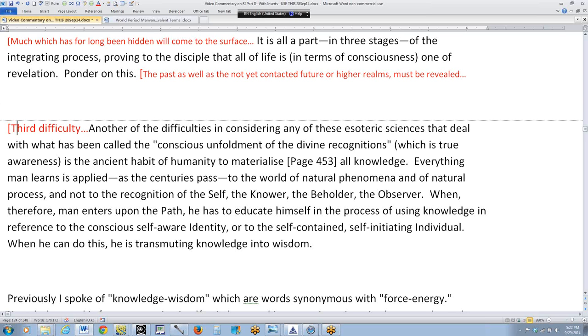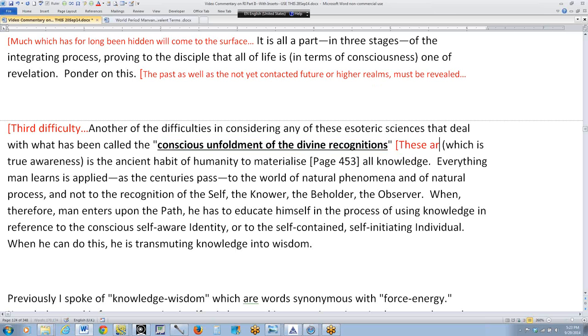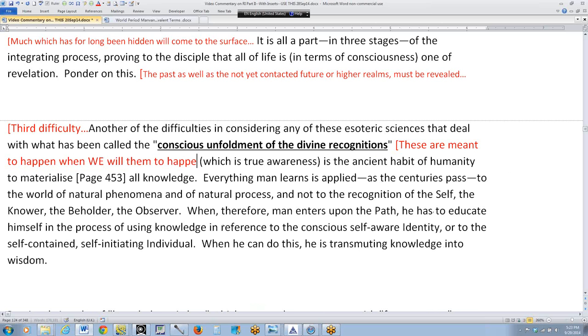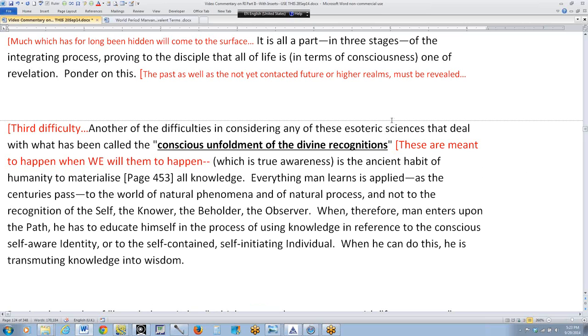Another of the difficulties, let's see, third difficulty, okay. Another of the difficulties in considering any of these esoteric sciences that deal with what has been called the conscious unfoldment of the divine recognitions. Not that they just happen to us automatically and periodically and unpredictably, but that they happen when we will. Okay, so these are meant to happen when we will them to happen.